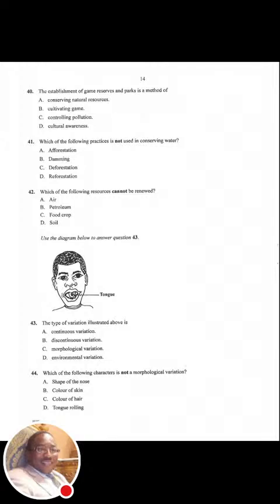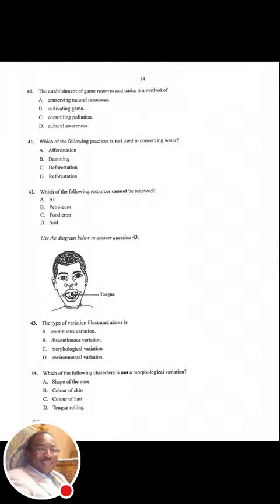But what about discontinuous? You cannot arrange it. You either have it or you don't have it. So the correct answer here: you can either roll your tongue or you cannot roll your tongue. You are either this blood group or that. So the correct answer is B. Number 43, the type of variation illustrated above is B, discontinuous variation, which is the ability to roll the tongue. Blood groups fall under that category too. Take note of that.